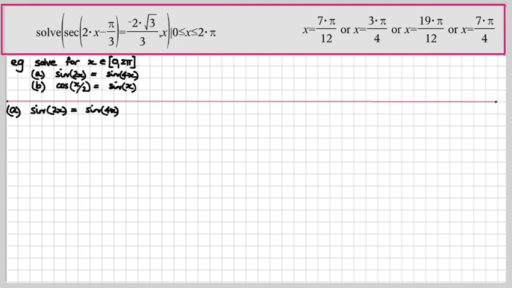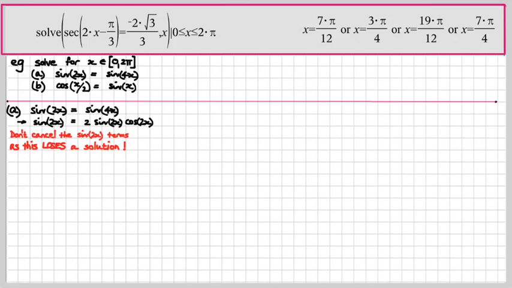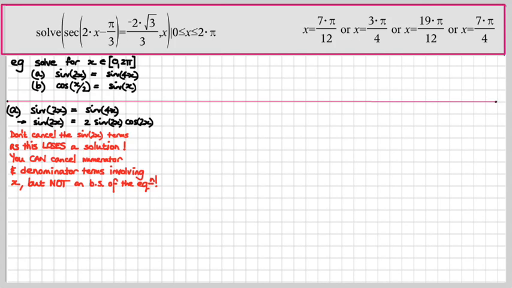And we'll say that sine 2x equals sine 4x. Now you can re-express sine 4x as 2 sine 2x cos 2x. Now don't go cancelling off the sine 2x. Oh, please don't cancel that off one side from the other. You will lose solutions if you do that. You will lose a solution.